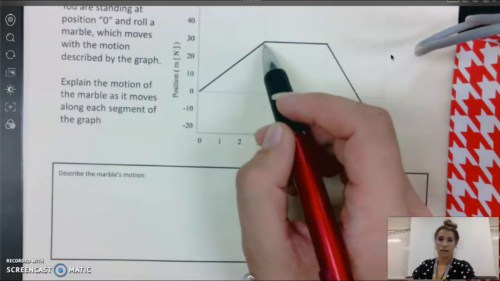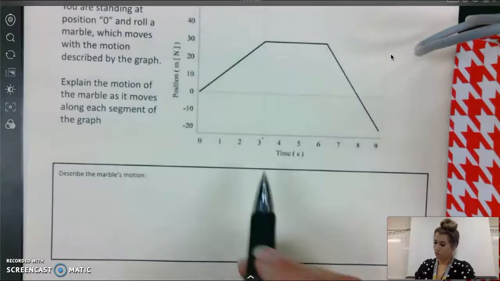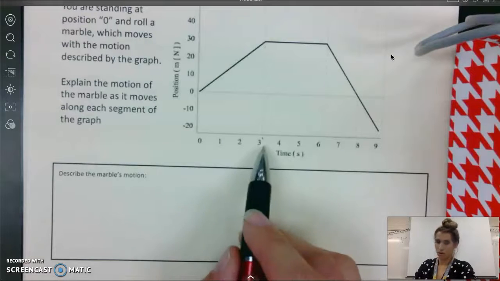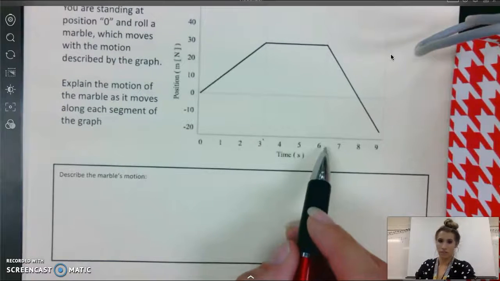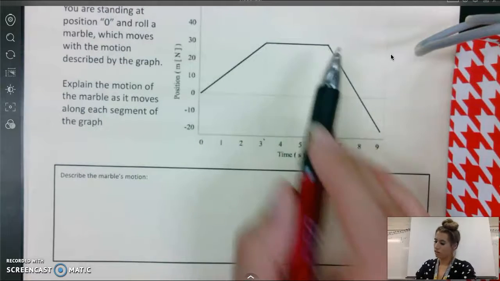Then the marble sat at a position of 30, and it sat there for 3 seconds, right? We went from 3 to 4, 4 to 5, 5 to 6. So that occurred in 3 seconds, just sitting at that position.